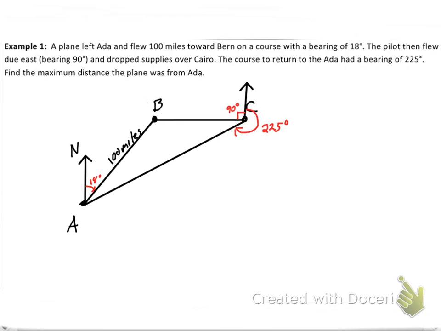45. I asked the group because I always hate when I get put on the spot. Yep, so that one is 45 degrees. I need one more. What do you got?